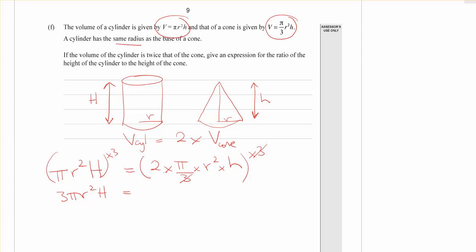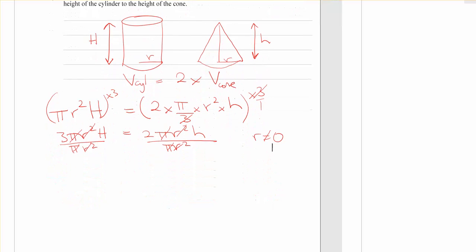The 3 will cancel because it's all multiplied together. That's the same as 3 over 1. There's some cancelling there. Right, the other thing we could do is divide by pi and r squared, actually, both of them. Cancelling, what you do to one side you do to the other, and r is not 0, obviously, because you can't divide by 0, but the radius can't be 0, we don't have shapes. So I've got 3H equals 2 times little h.